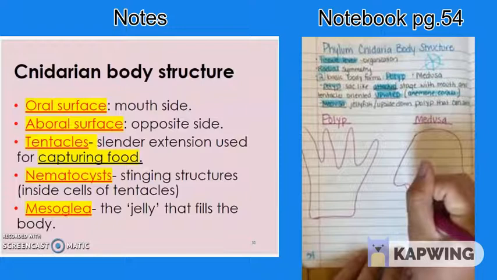Our aboral surface would be the top part of this particular organism. This particular medusa has its aboral surface on the top. Its oral surface would be where its mouth is, and then those tentacles with the nematocysts on them.